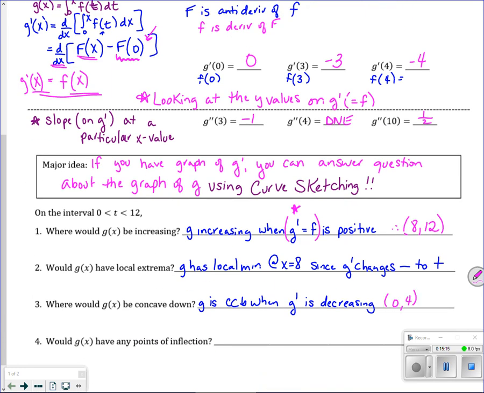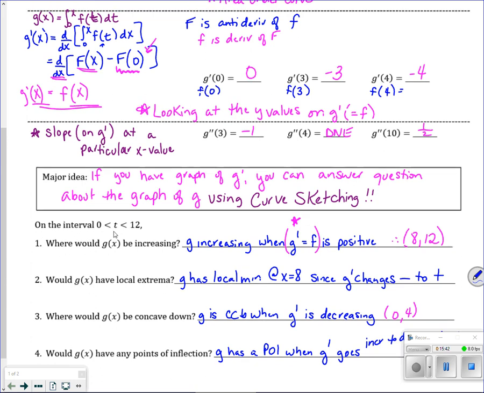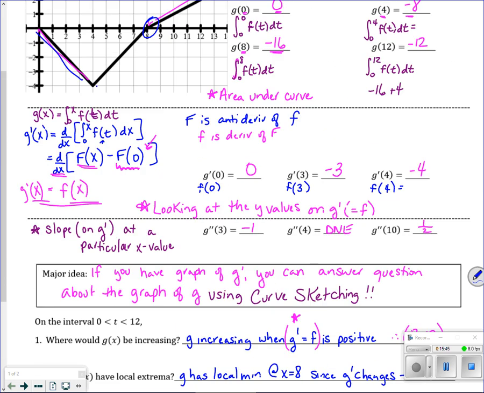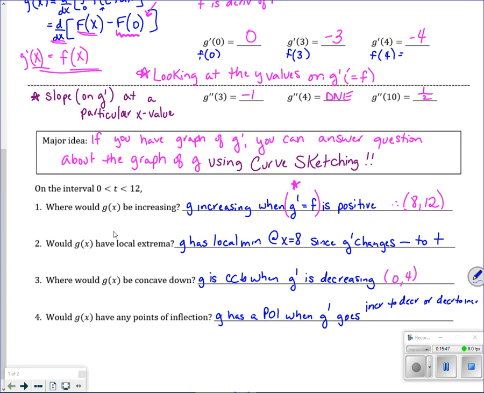Super cool. Would G have any points of inflection? Well, what would you be looking for on the graph? G has a POI when G prime, what do I have to write? Goes increasing to decreasing or decreasing to increasing. So does our function do that? Yep, I go decreasing to increasing right here at 4. So x equals 4 would be a POI.